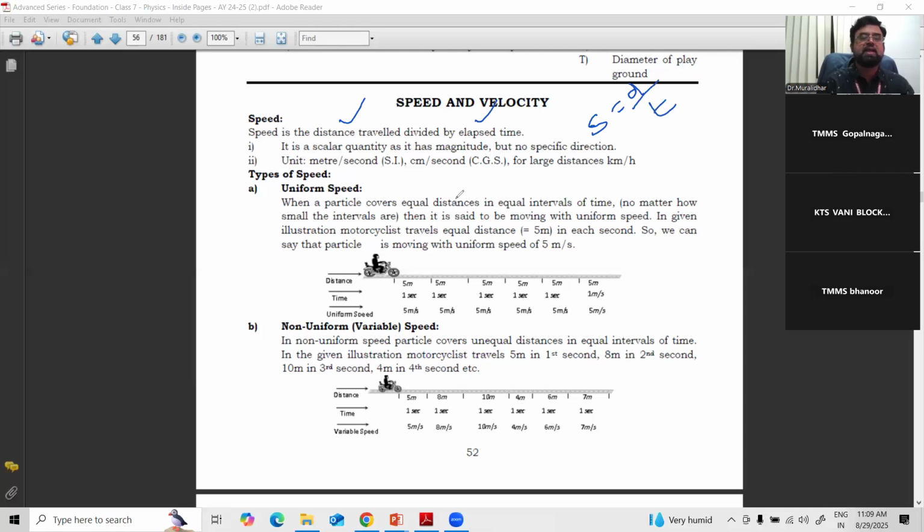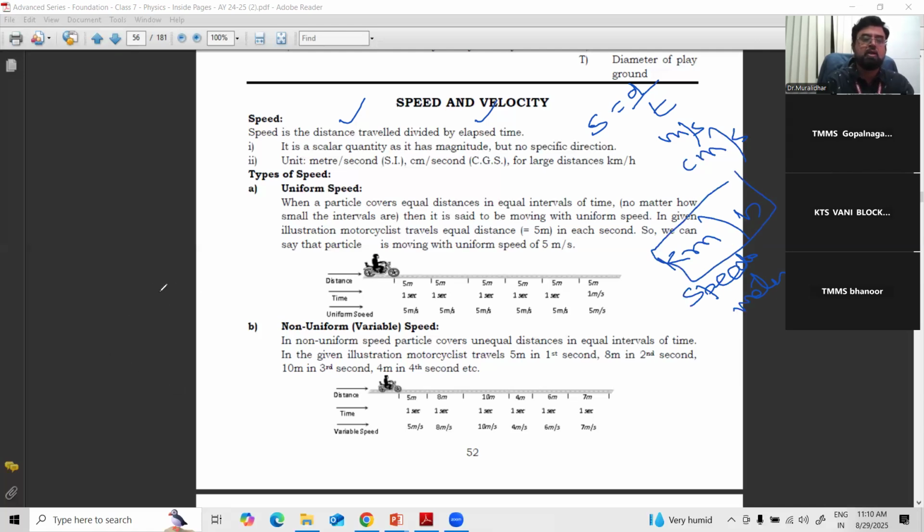Okay, speed is a scalar quantity as it has magnitude but no specific direction. Units are meter per second because distance is measured in meters and time in seconds, or centimeter per second. The larger unit is kilometer per hour. We can measure big distances and big speeds. When you look at your vehicle, two-wheeler or four-wheeler, you can find the speedometer. The speedometer measures the speed in kilometer per hour only.